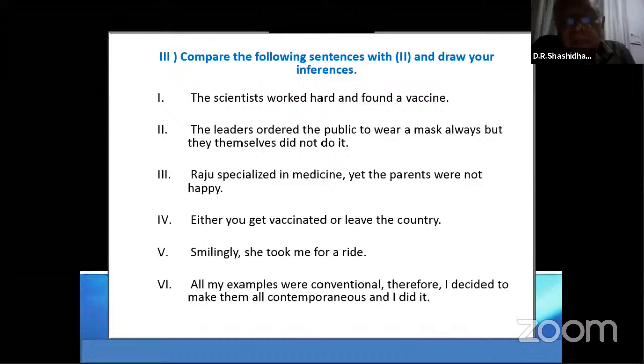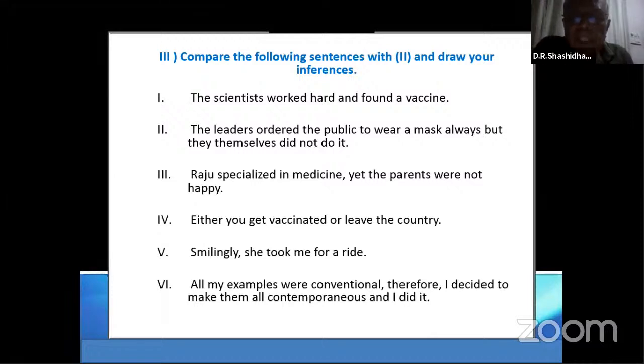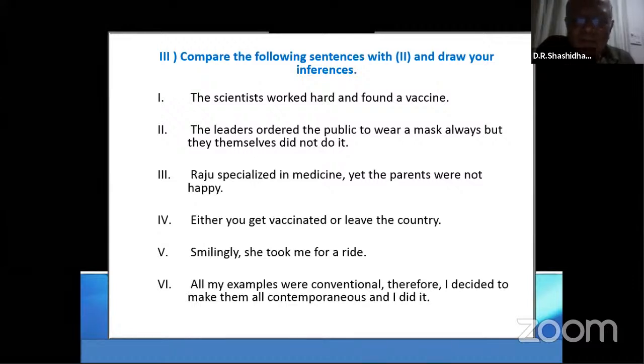Do you see any difference? Not sure about the fourth one, either you get vaccinated or leave the country. Okay, not sure, fourth one, okay. Even that is a compound sentence. Only thing is the subject is deleted there. All right, fifth one, smilingly, she took me for a ride. Smilingly is an adverbial clause, adverbial. You know, she was smiling and she took me for a ride.